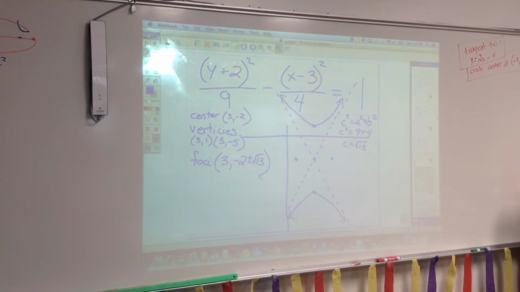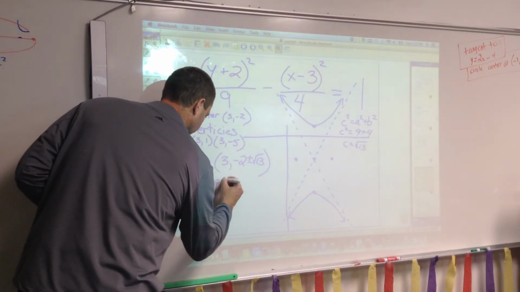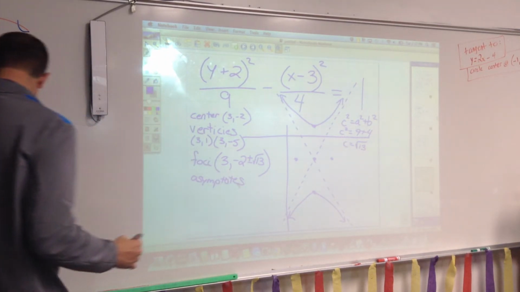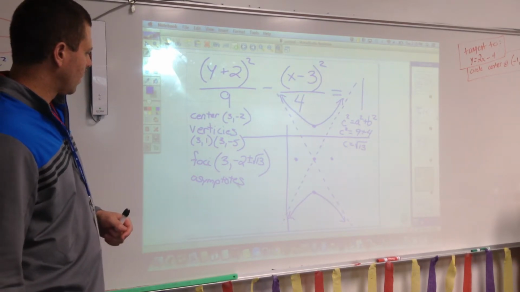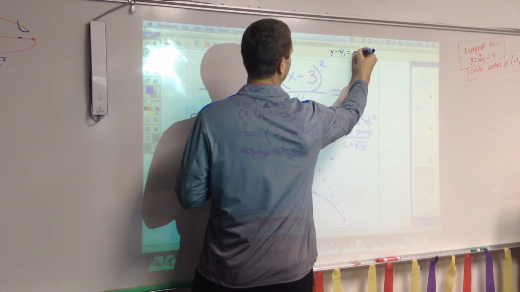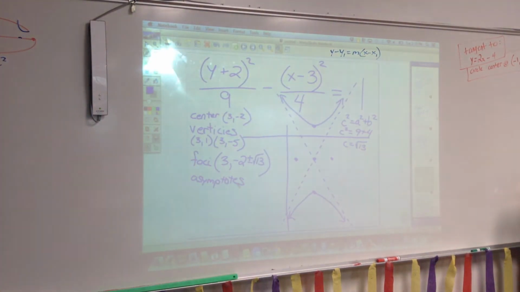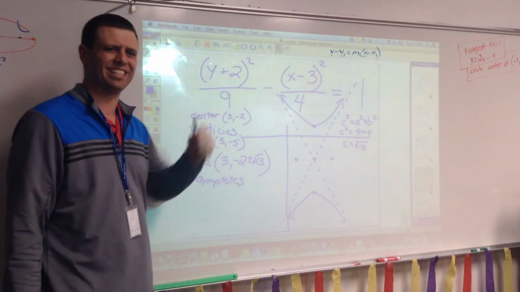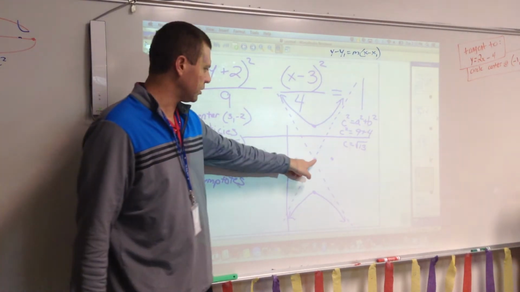And the one last thing I will ask you to write are the equations of the asymptotes. Now, I'm a fan of using point-slope form when writing equations. You don't have to, but I'll show you why it's pretty nice to know that. It makes things pretty easy here. Both asymptotes pass through this point.